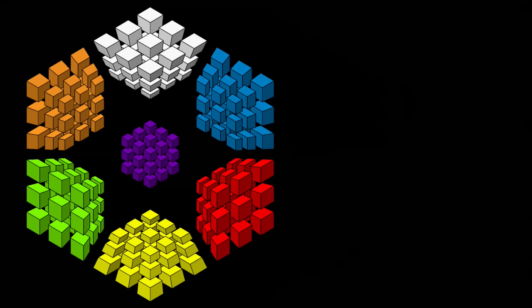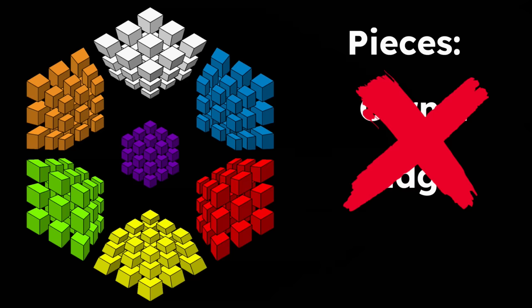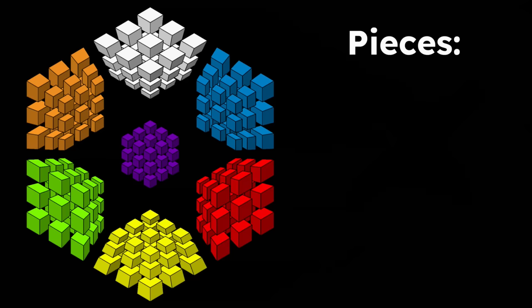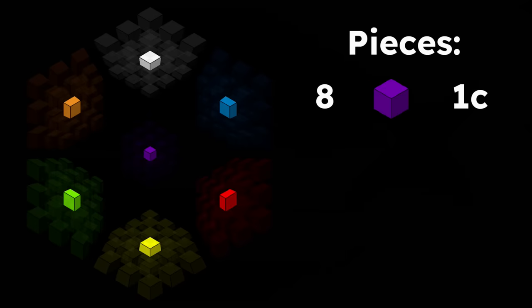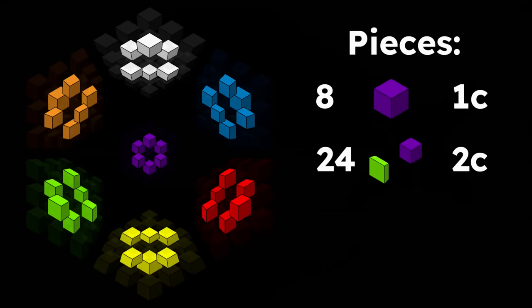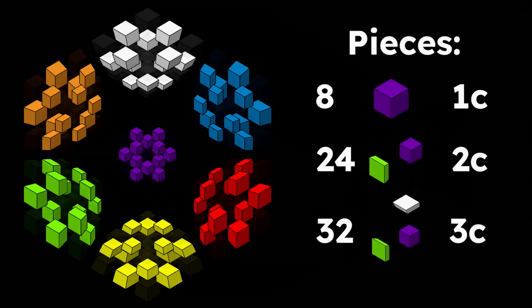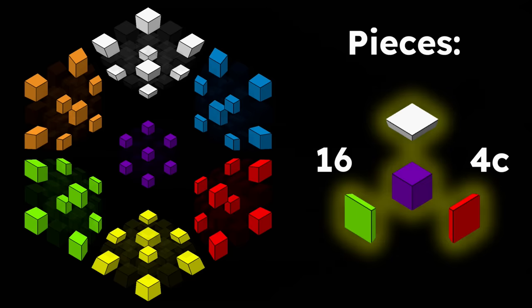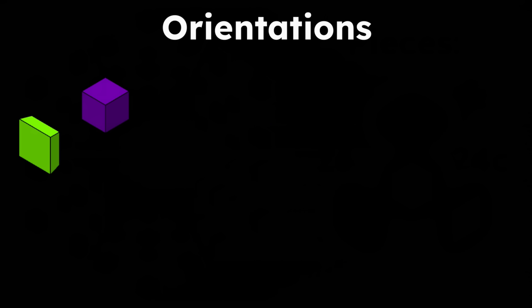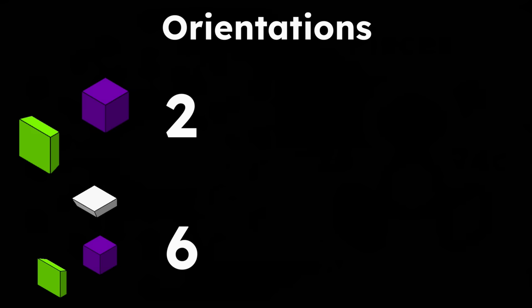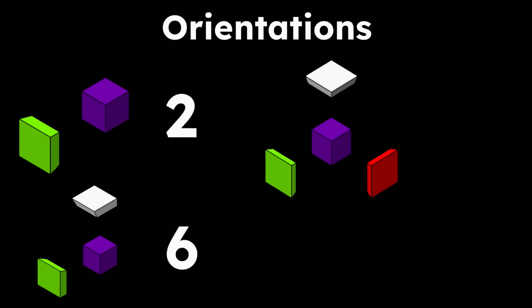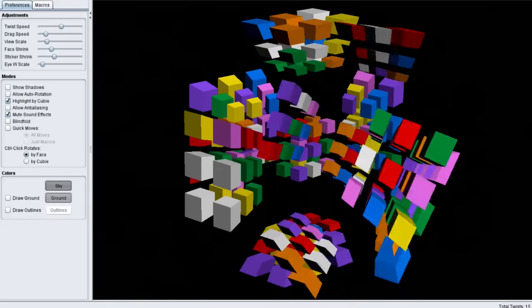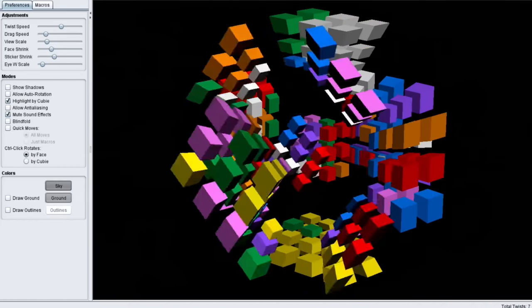There's actually 4 types of pieces, so instead of giving them specific names like corner or edge, we just call them by the number of stickers they have. It has 8 one-colored, or 1C pieces, 24 2C, 32 3C, and 16 4C pieces, which is a new type of piece in 4 dimensions that has 4 colors. The 2C pieces still have 2 orientations, but 3C pieces have 6 orientations, and the 4C pieces have 12 orientations. All of this culminates in something that's way more complex than the 3D puzzle.